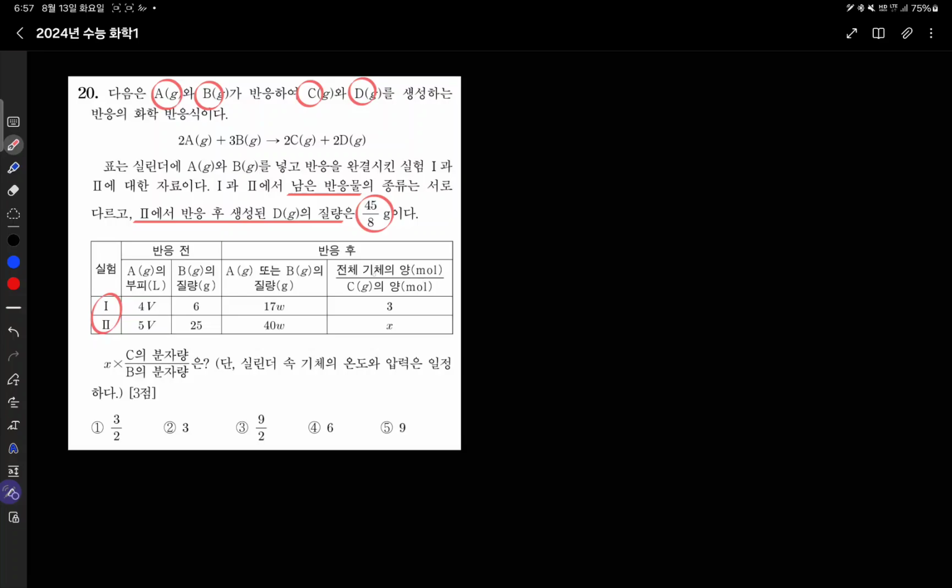And there is a ratio between all the gases over C after the reaction. After the first experiment, the ratio is 3, and after the second experiment, we don't know the value of X. So we want to find the value of X times the molecular weight of C over molecular weight of B.